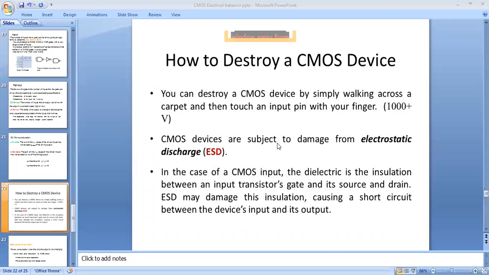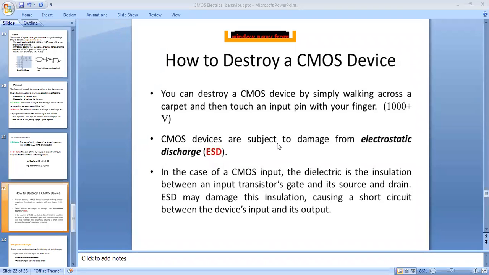So if we want to destroy the CMOS, we use these two methods. One method is electrostatic discharging, that is by applying a high voltage to one terminal, the opposite charge is automatically developed at the other side. That method is called electrostatic discharging.